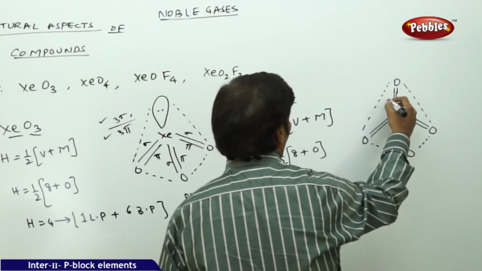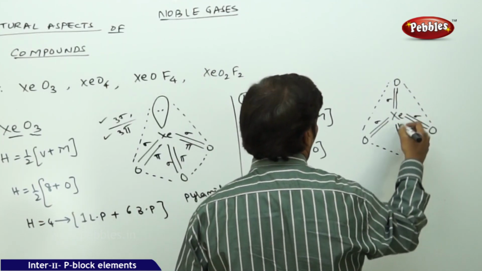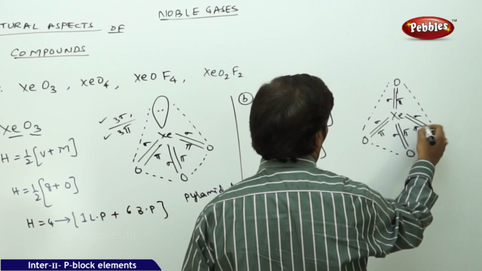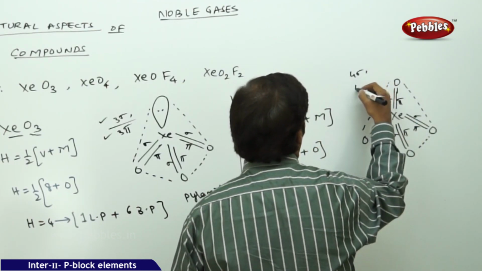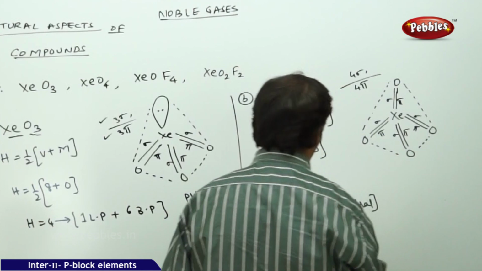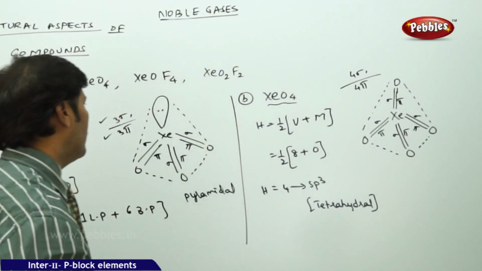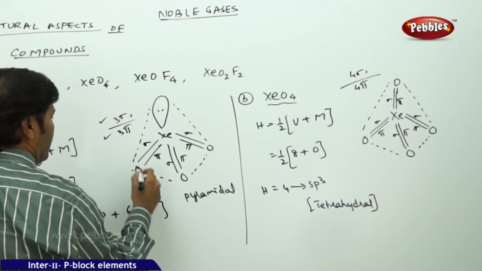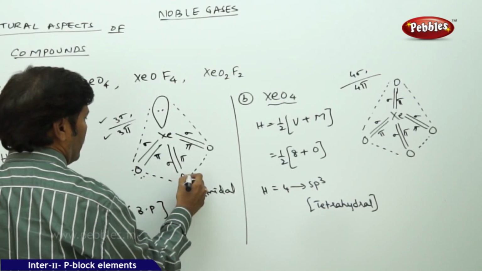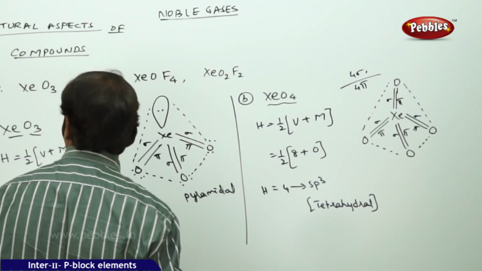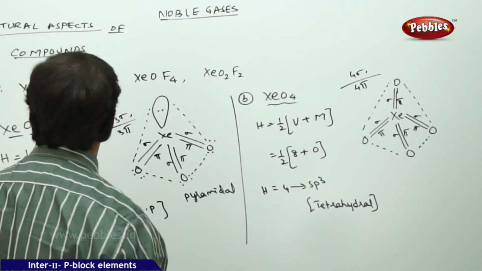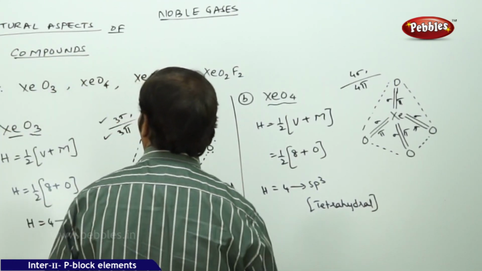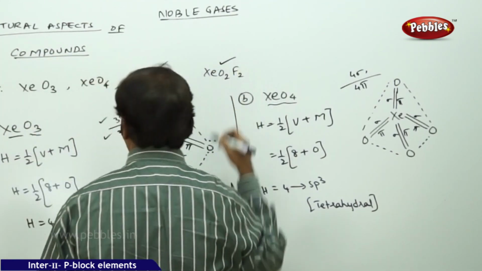And here we have 4 sigma bonds and 4 pi bonds, which is tetrahedral in shape. And here you don't have any lone pair of electrons in the case of XeO3 and XeO4. Okay, fine. So that means we have completed the oxides of xenon. Now we'll go for XeOF4 and XeO2F2.